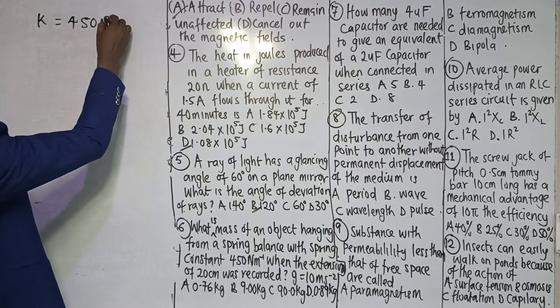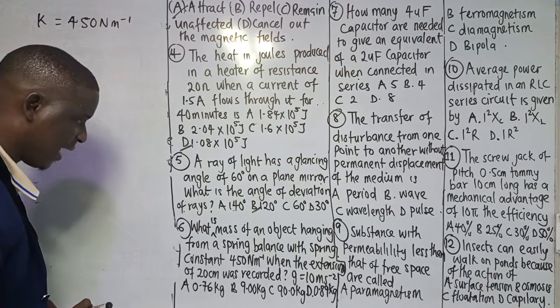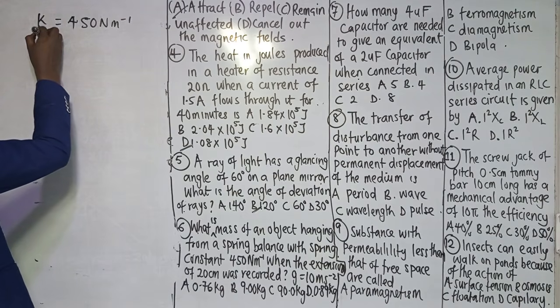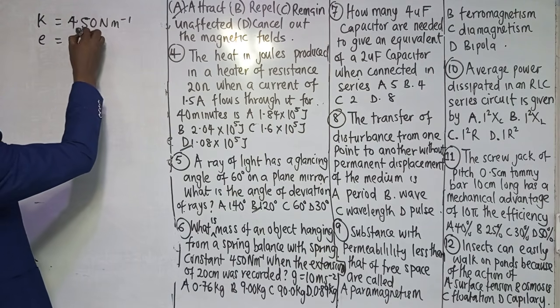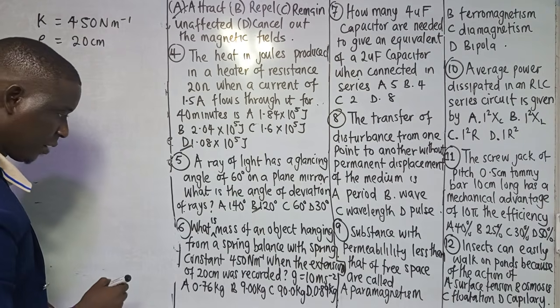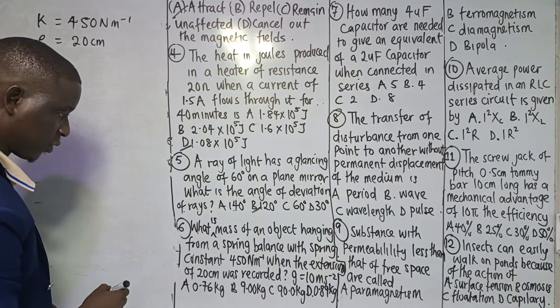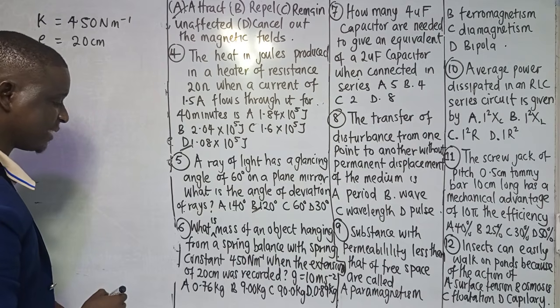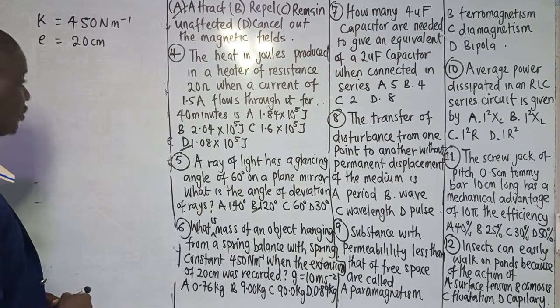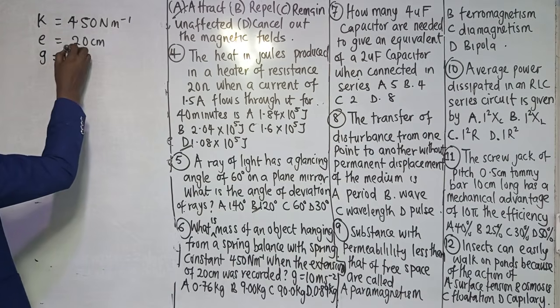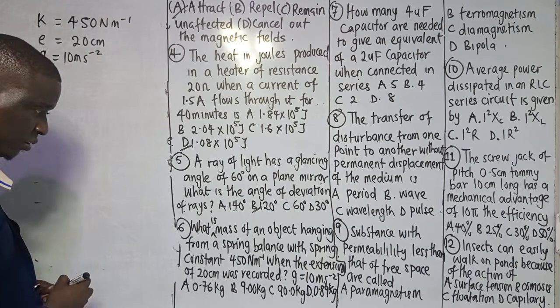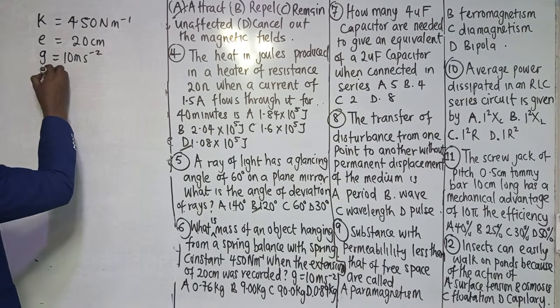450 Newton per meter when extended by an extension e equal to 20 centimeter. Okay? This was recorded when the extension of 20 centimeter was recorded. Take g as 10 meter per second square. You see what mass? We are looking for mass.